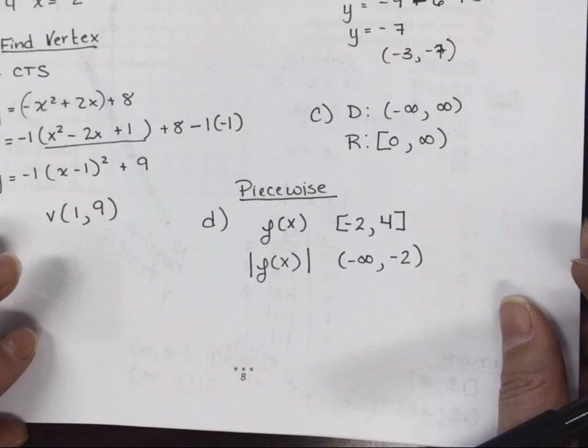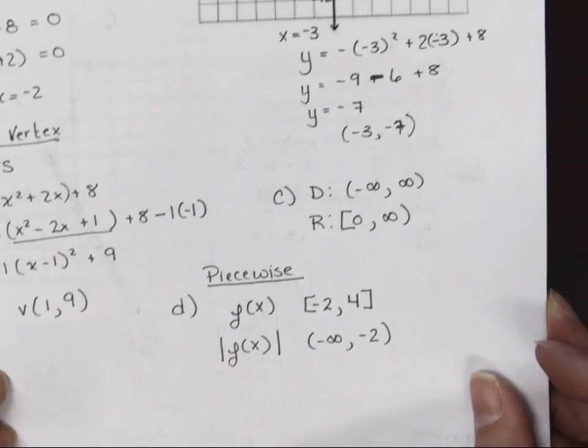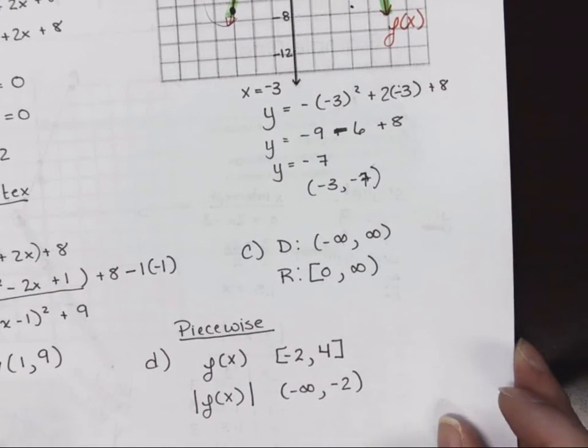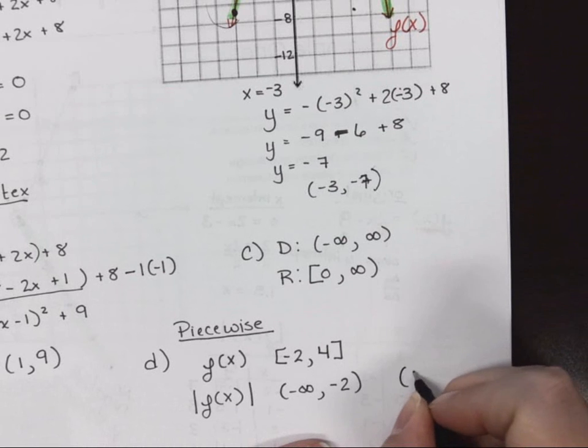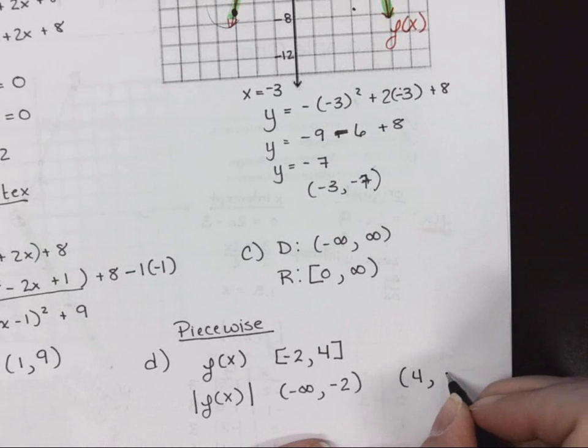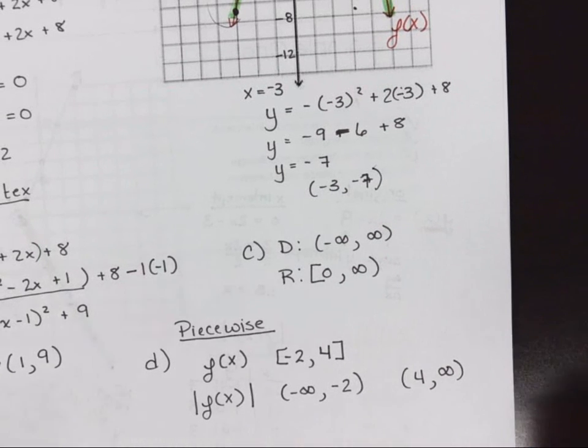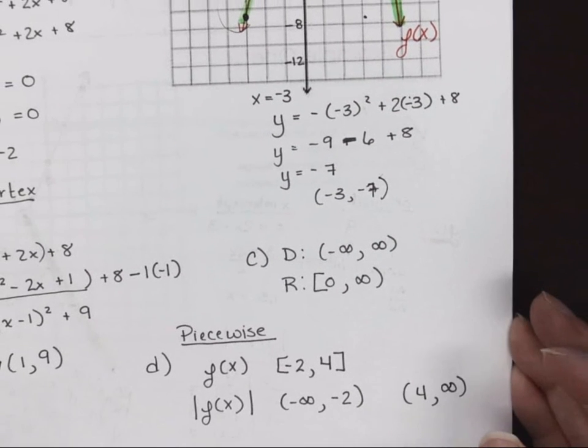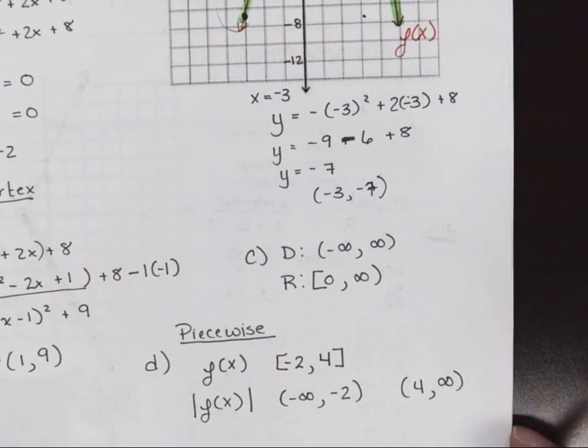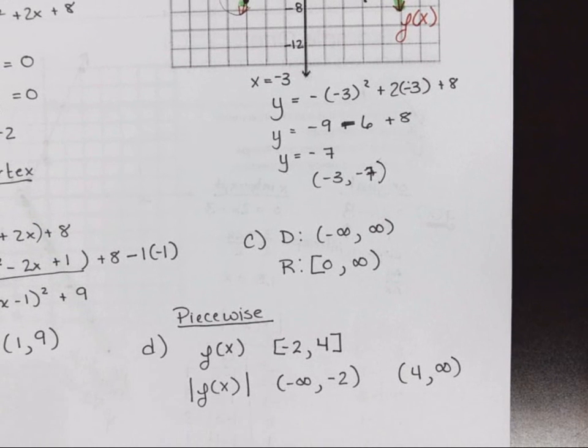Okay, let's talk about the other arm. 4, infinity. Yes. Why is it negative infinity? Because remember, we're doing domain, so we're talking about x's. We're not talking about y's. Okay, so hold on, we're not done this.